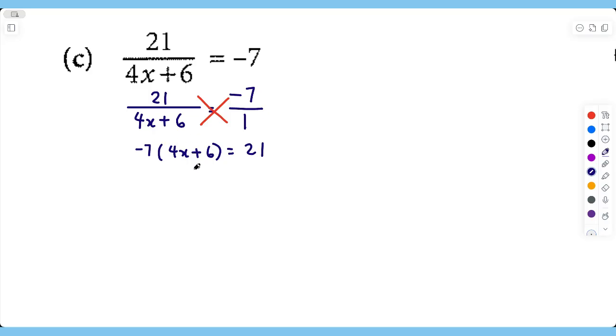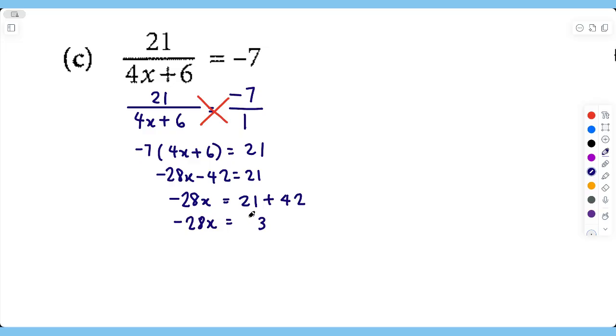Let's expand the left side. Negative 7 times 4x is negative 28x. Negative 7 times 6 is negative 42, equals to 21. Let's keep the x term on the left side. Right side will be 21. Bringing over negative 42, that becomes positive 42. Negative 28x is equals to 63.